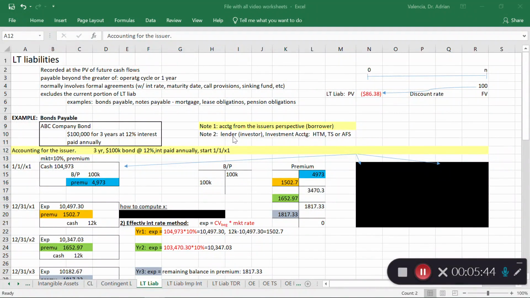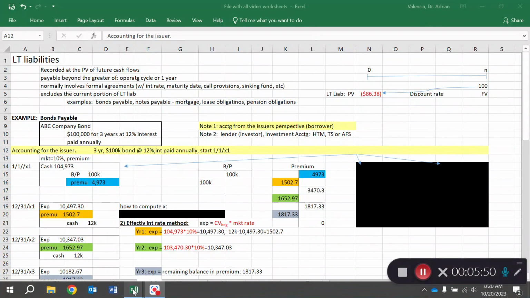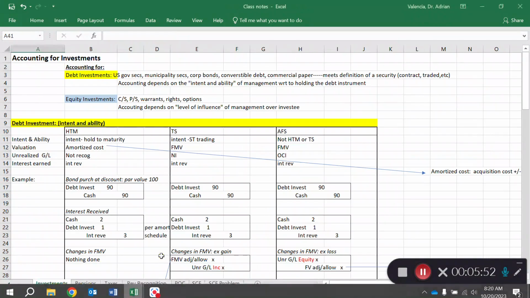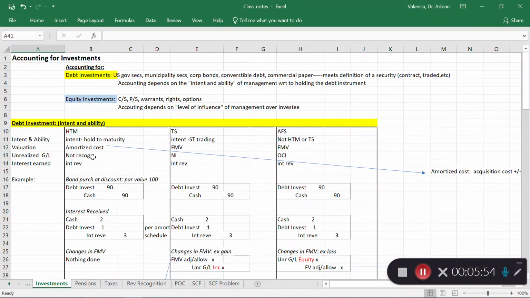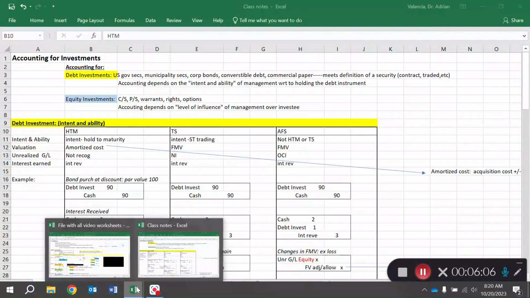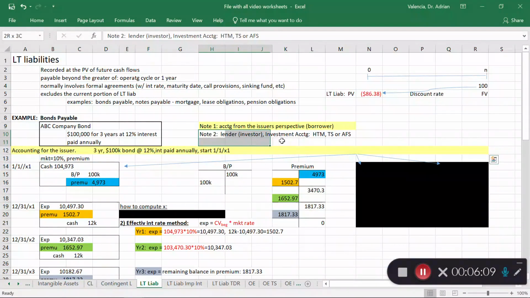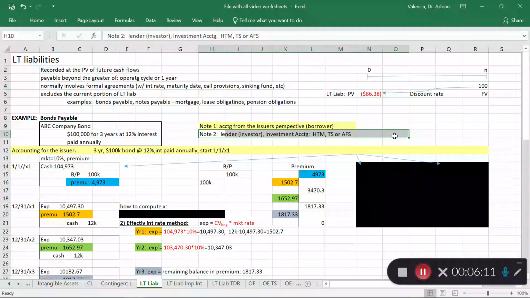And if you'd like to understand how the investor or the lender's accounting is done, I have a video for that, and it's called Investing Accounting. But just to briefly give you an idea, the investor, the person lending out the money, has to classify that investment as held to maturity, trading security, or available for sale. And depending on the classification, there's different accounting. But again, this is not what we're illustrating in this video.